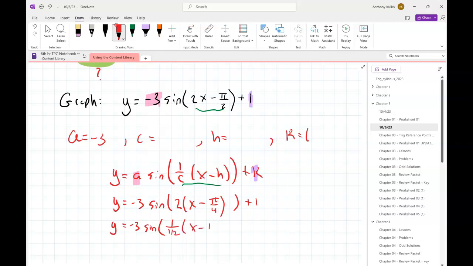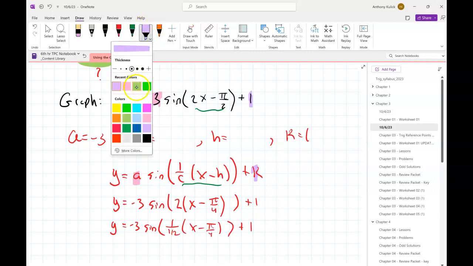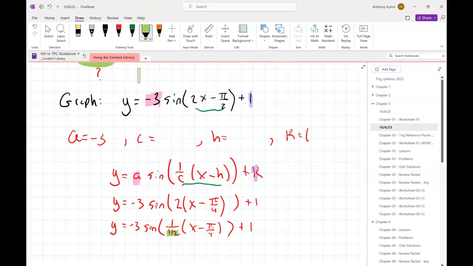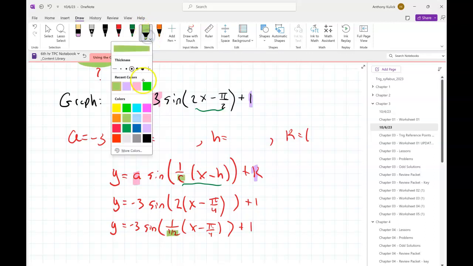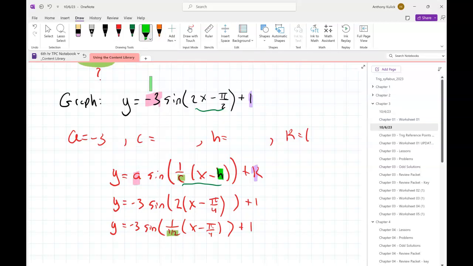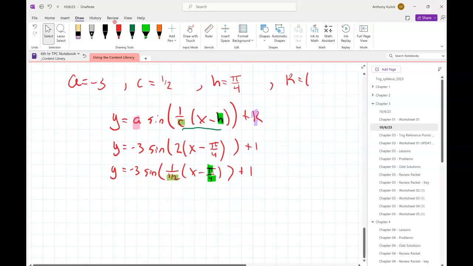And I'm going to rewrite that 2 then as 1 over 1/2, just like we did before. So I can see that the C is 1/2, and the H, quite sneakily, is pi over 4. So far, so good? All right.